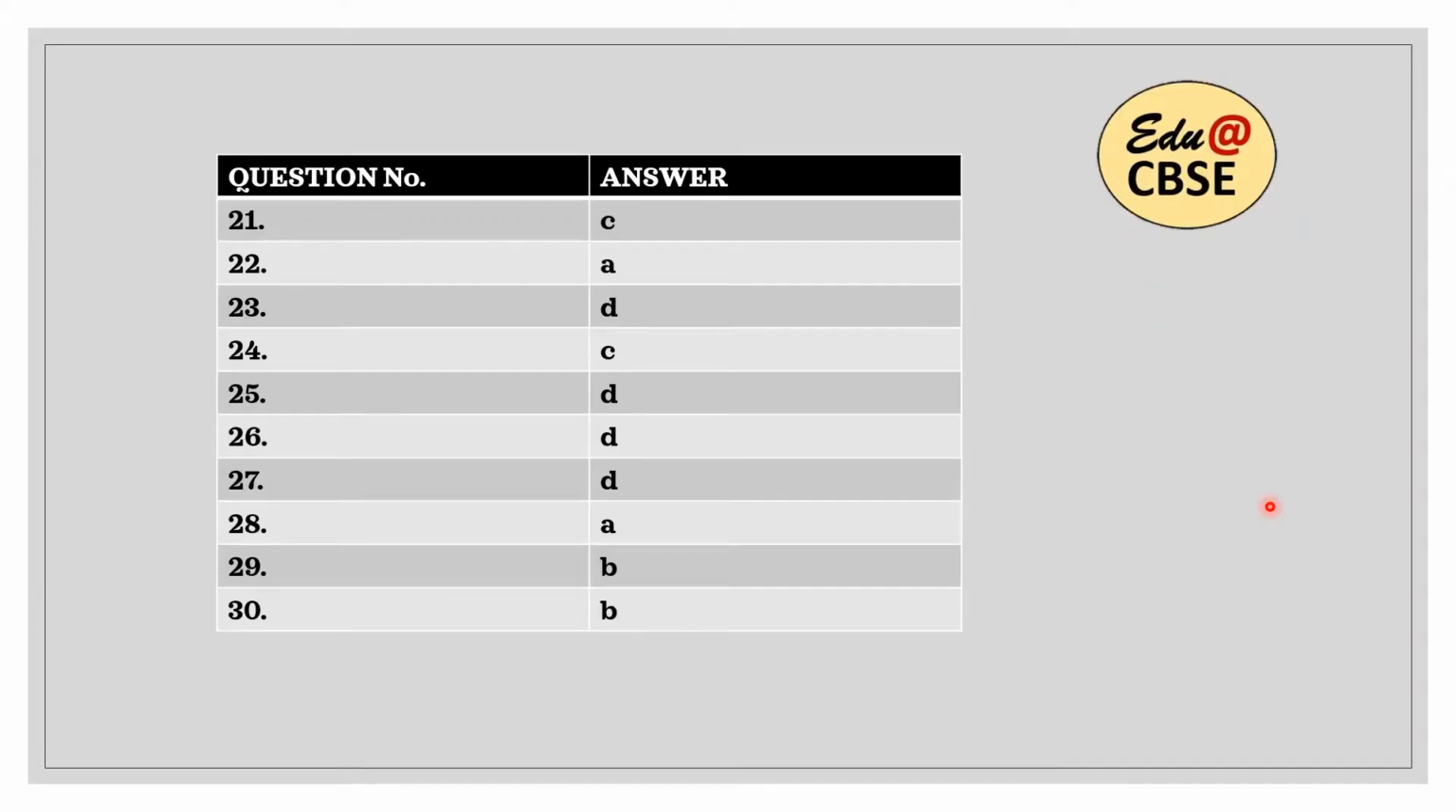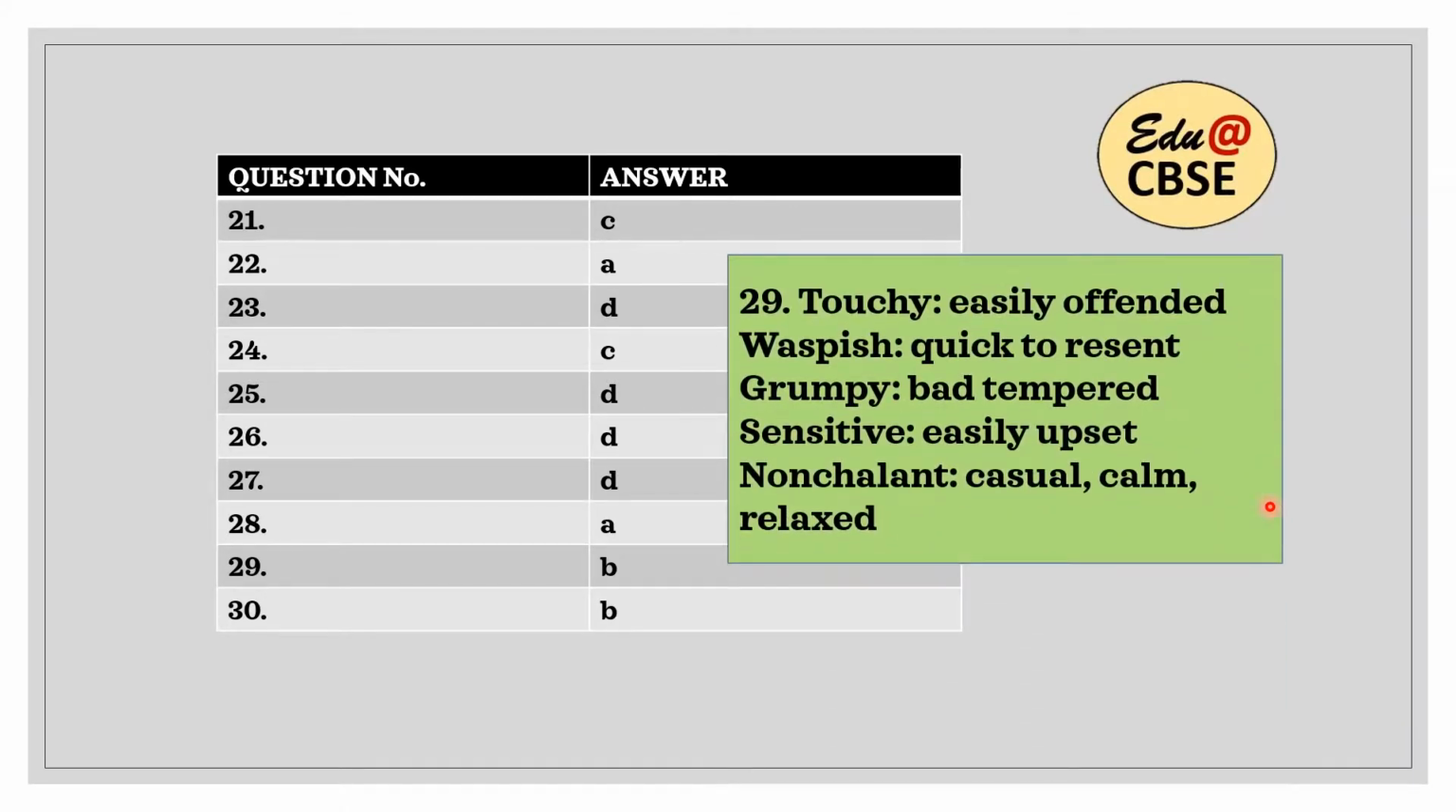21 to 30th. Now, 29th is touchy, it means easily offended. Waspish, it means quick to resent. Grumpy is bad tempered. Sensitive is easily upset. And nonchalant is casual, calm, and relaxed. So, your answer is B. So, you need to actually know the meanings of the words.